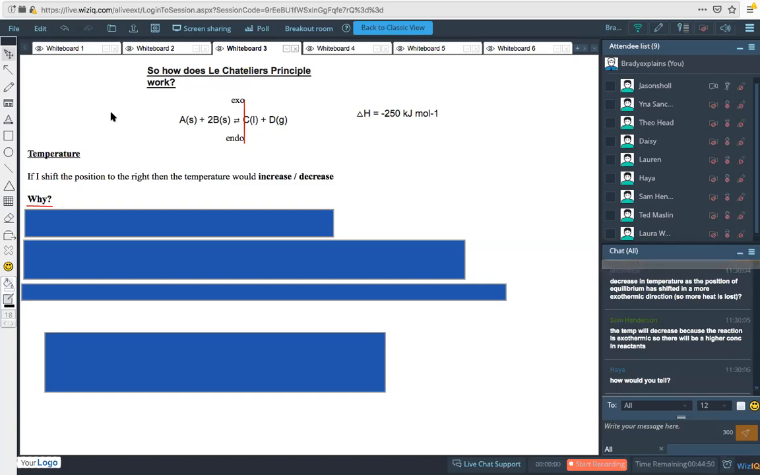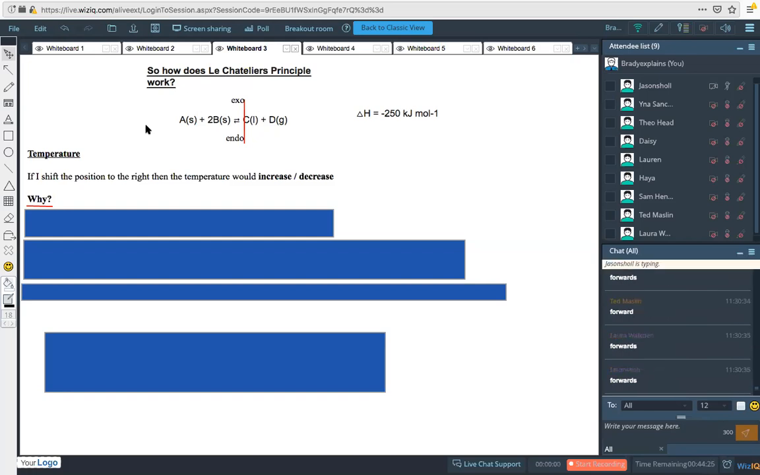Okay, so I'm going to stop you there, guys. I think there's a bit of a misconception here. So if you can stop what you're typing, because we need to sort this out. When we shift the position of equilibrium to the right, and you can just quickly type in your answer for this, are we making more forwards or backwards reaction when we shift the position to the right?